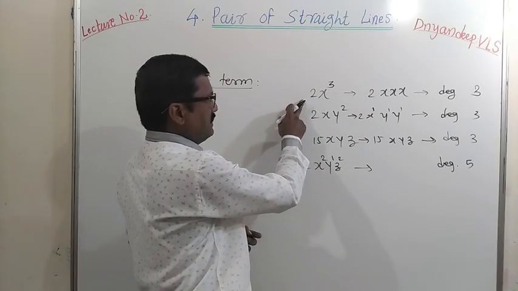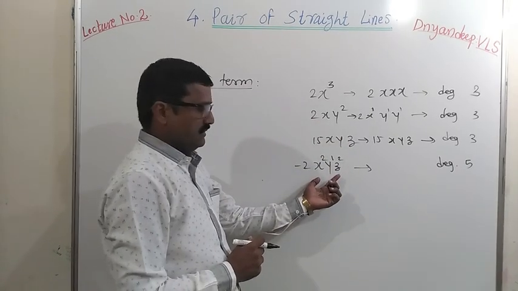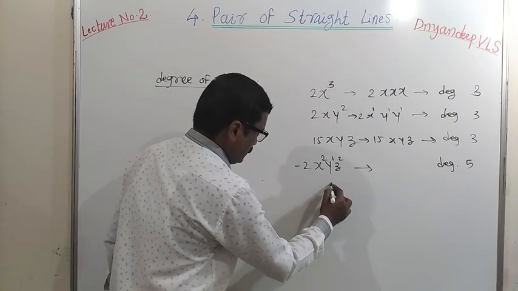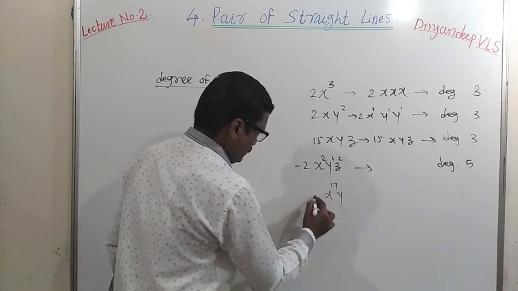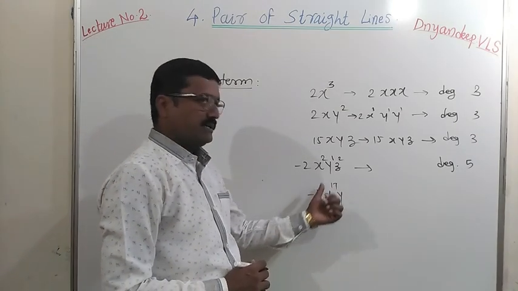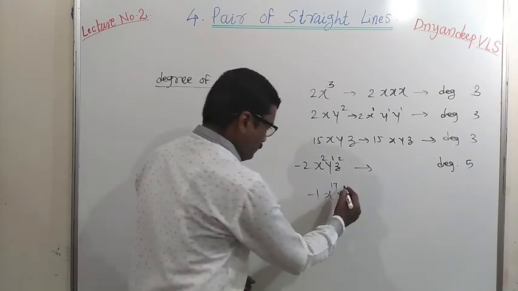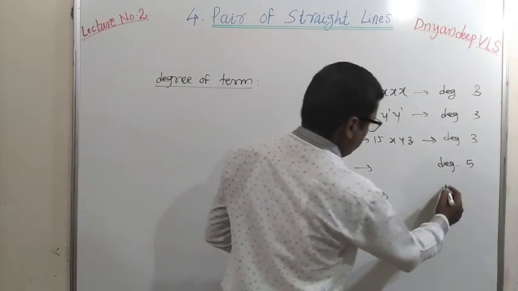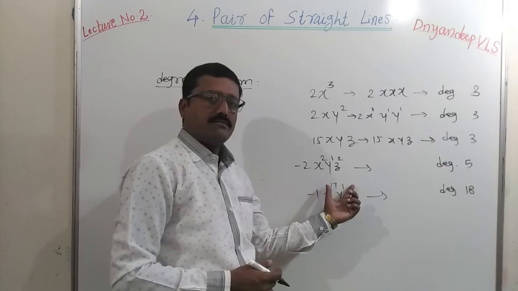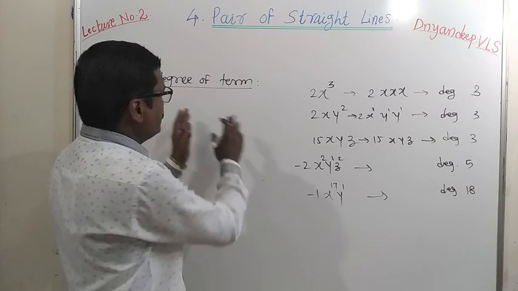This is a term containing a single variable. This contains 2 variables x and y. This contains 3 variables x, y, z. This also contains 3 variables x, y, z. Suppose x raised to 17 y is given, minus 1 time x raised to 17 y. Here x raised to 17 means x occurs 17 times, and y occurs once. So the degree of this term is obviously 18. What is this 18? 18 is nothing but the sum of the indices or powers of variables present in that term. That is the degree of the term.